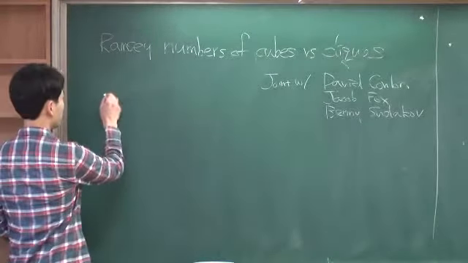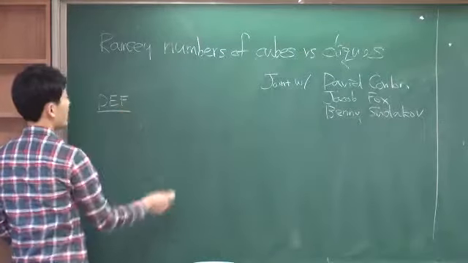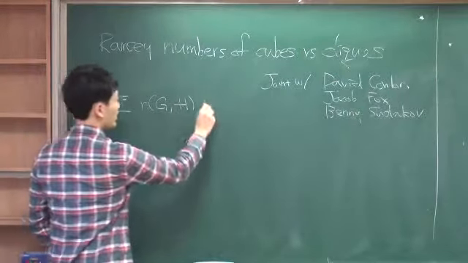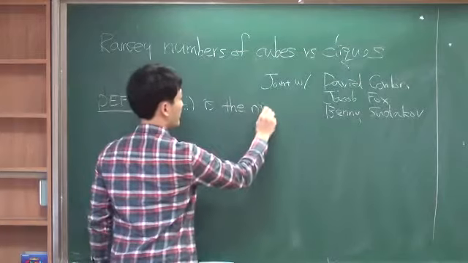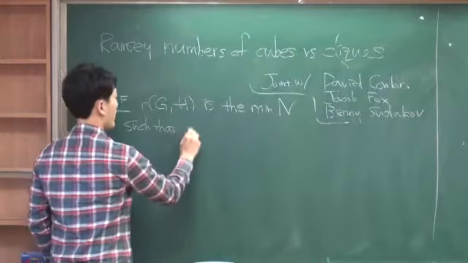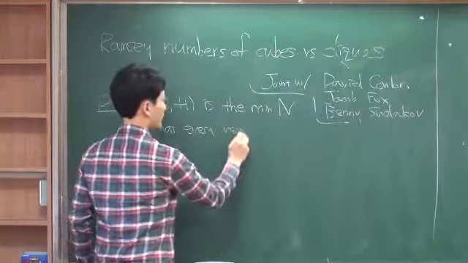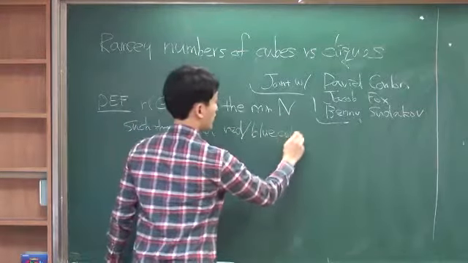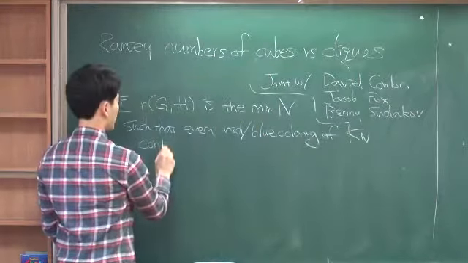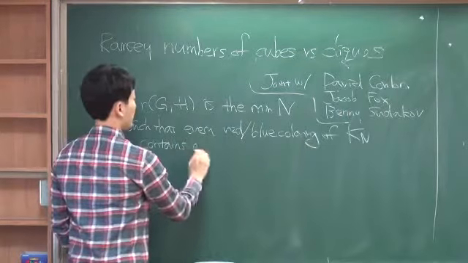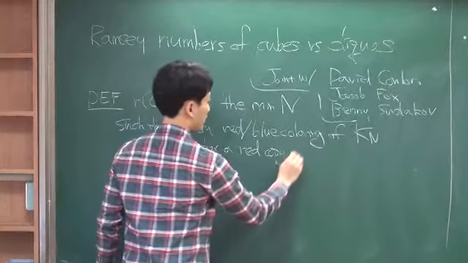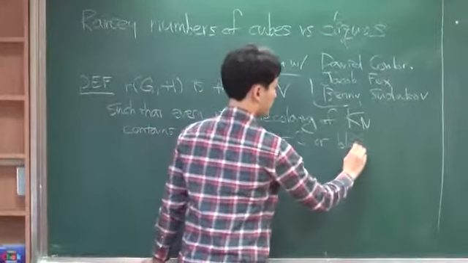So the Ramsey number, first introduced in 1930 by Ramsey, is defined as follows. The Ramsey number of G and H is the minimum integer n such that every red-blue coloring of the complete graph on n vertices contains either a red copy of G or a blue copy of H.